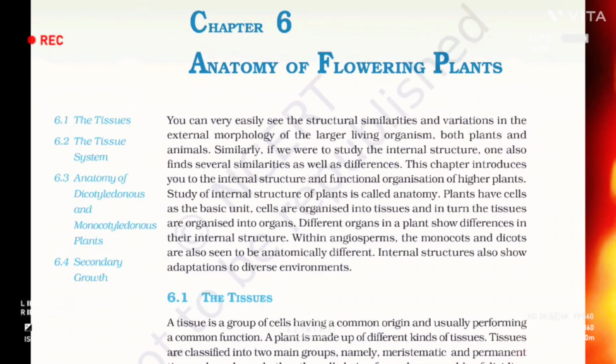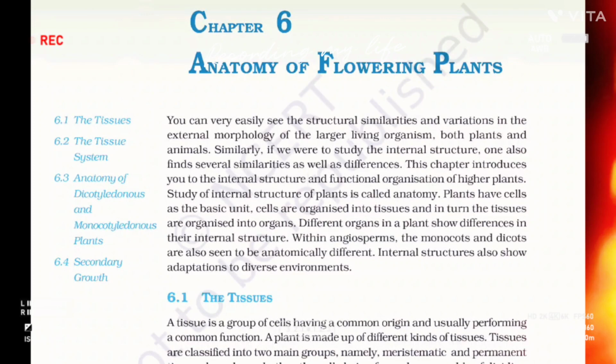Class 11 Chapter 6: Anatomy of Flowering Plants. You can very easily see the structural similarities and variation in the external morphology of the larger living organisms, both plants and animals. Similarly, if we were to study the internal structure, one also finds several similarities as well as differences. This chapter introduces you to the internal structure and functional organization of higher plants.